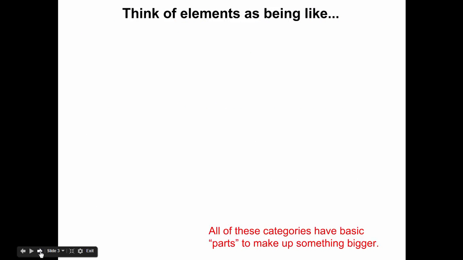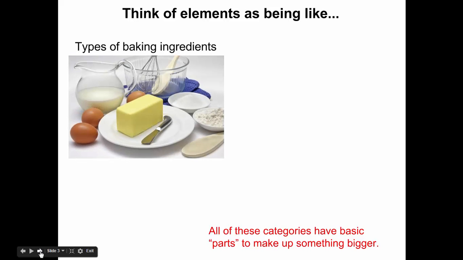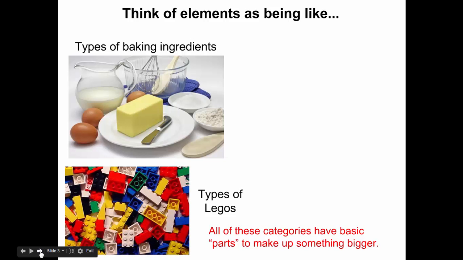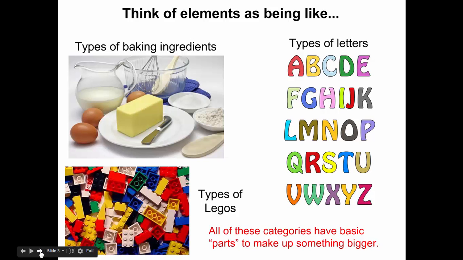You can think of elements as being like types of baking ingredients. So you need to add all those ingredients together to create something. Types of Legos. There are all different kinds of Legos, and when you put them together in a certain way, they create something. Types of letters. So depending on how you combine the letters, you make different words. So all of these categories, whether it's baking ingredients, Legos, letters, these are all the basic parts that when you put them together, they make up something bigger.